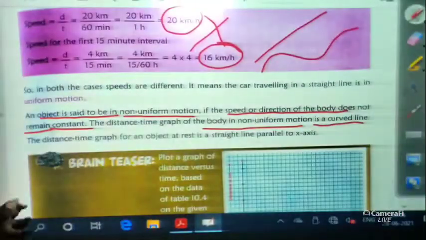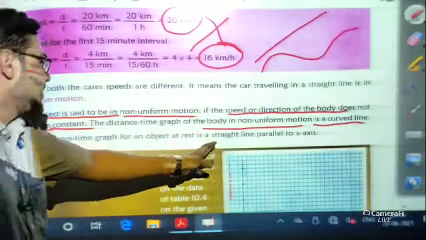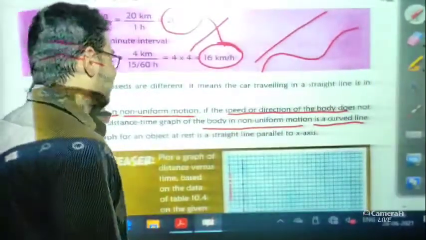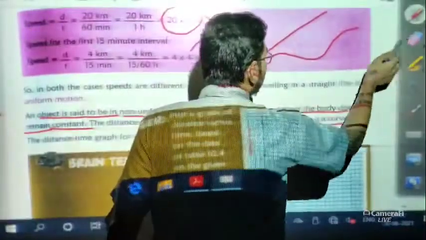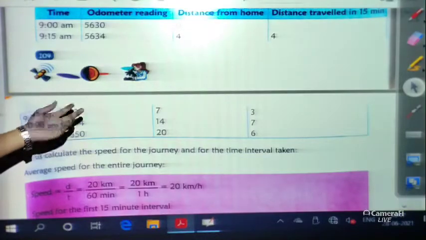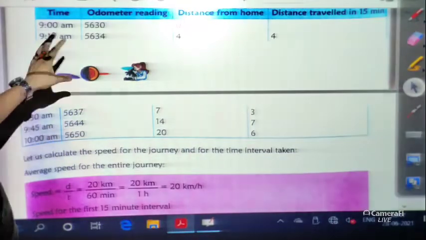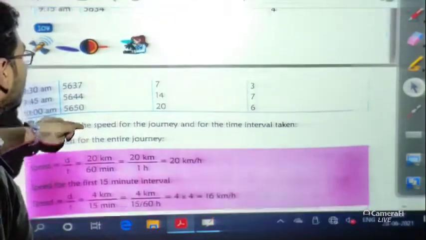The distance time graph for an object at rest is a straight line parallel to the x axis. Now this is very important, students. So what you have to do is draw this graph. Many of you have drawn this graph previously when we discussed on Google Meet, but those who have not done it can do this graph. You will definitely find a curved line.